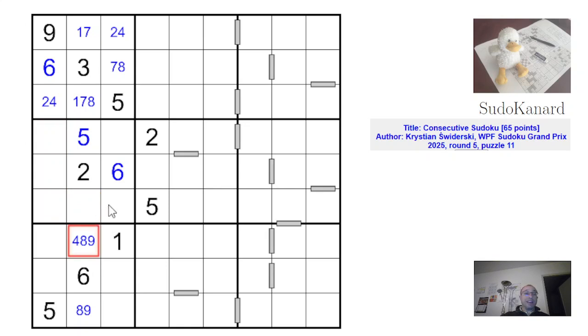Well, I need to find what I did find during the contest, which is not always easy. What can go here? That's not 1, that's not 2, that's not 4, 5, 6, 7, because of the non-consecutive rule, so this is from 8, 9.